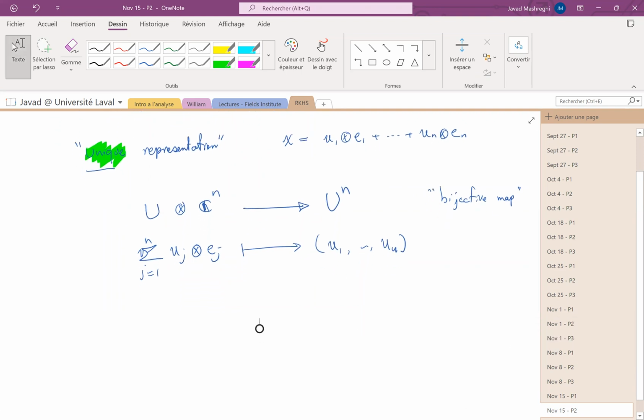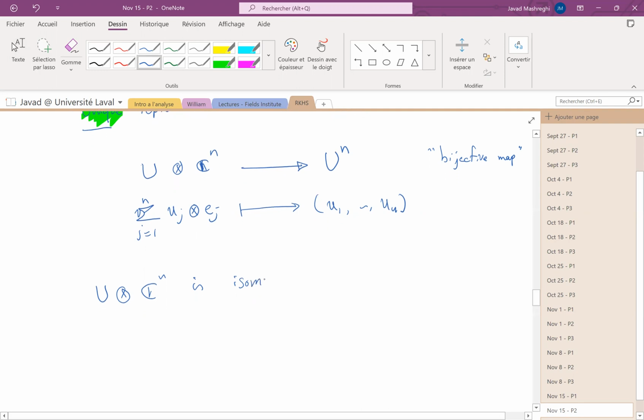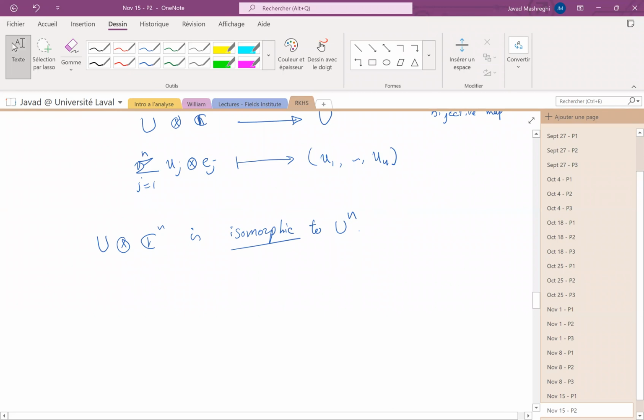Or in technical terms, we can say U tensor Cn is isometric. I think it's better to say isomorphic because there is no topology involved. Now, isomorphic to U^n. And sometimes we abuse the notation and simply write U tensor Cn is equal to U^n, but equality is in the sense I explained above.